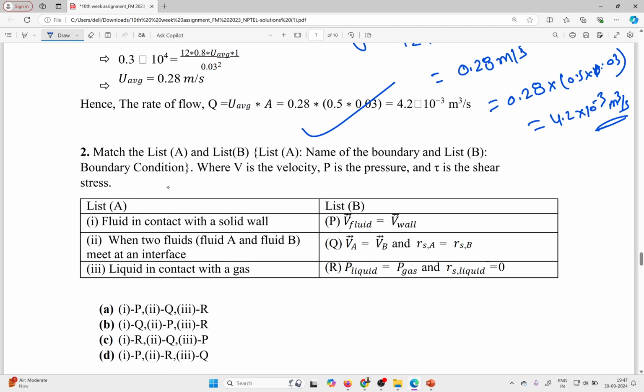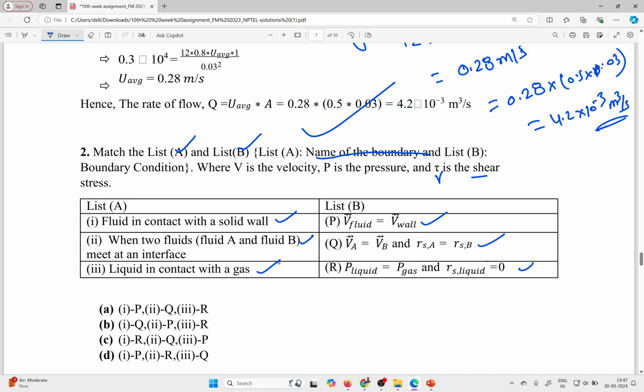Okay, so match list A and list B. List A is the name of boundary. List B is the name of conditions, that is the boundary condition. Where V is velocity, P is the pressure, and tau, or you can say R, is the shear stress.